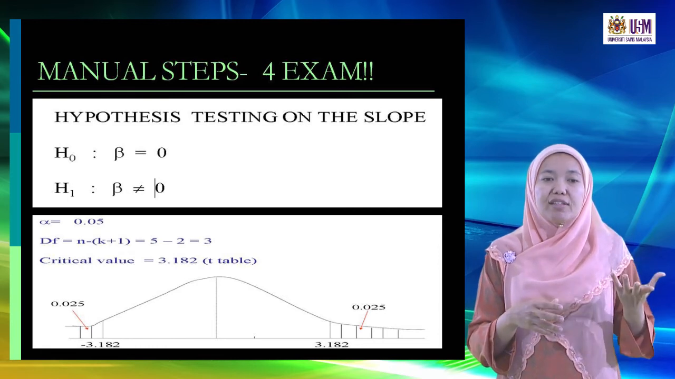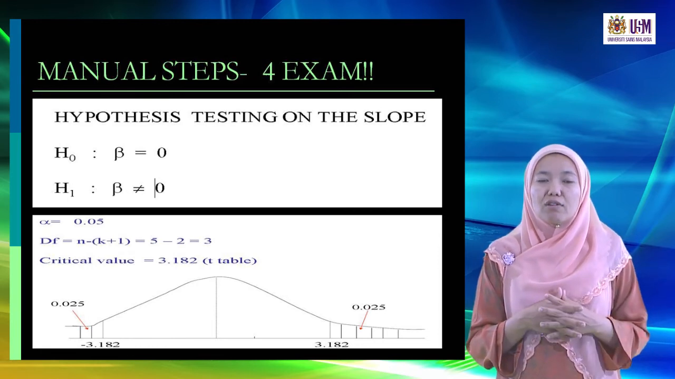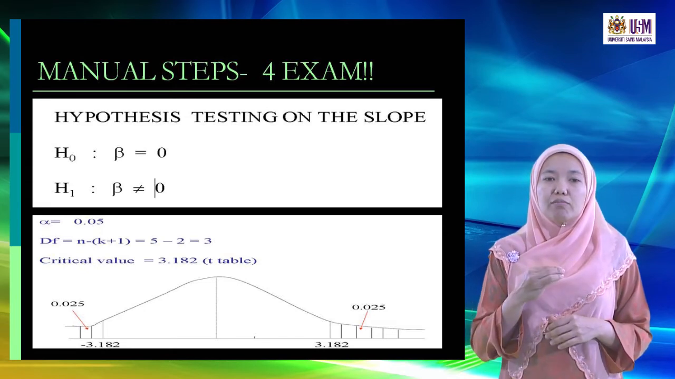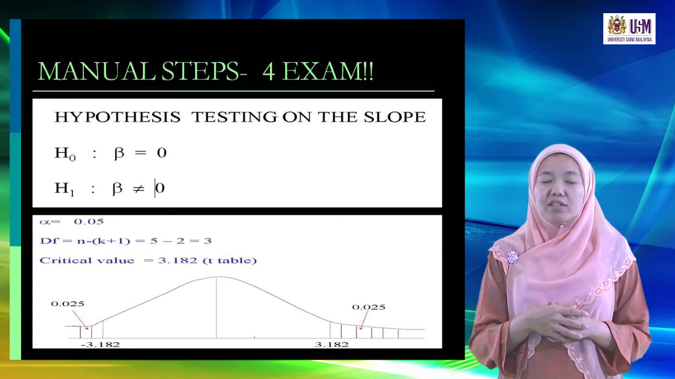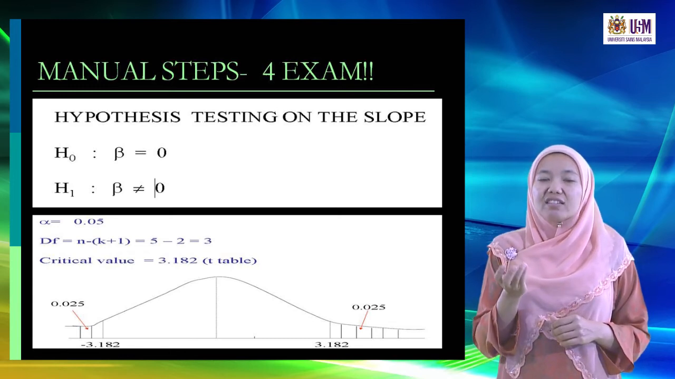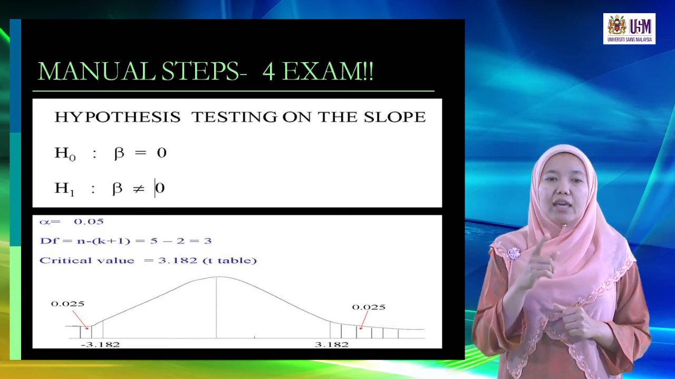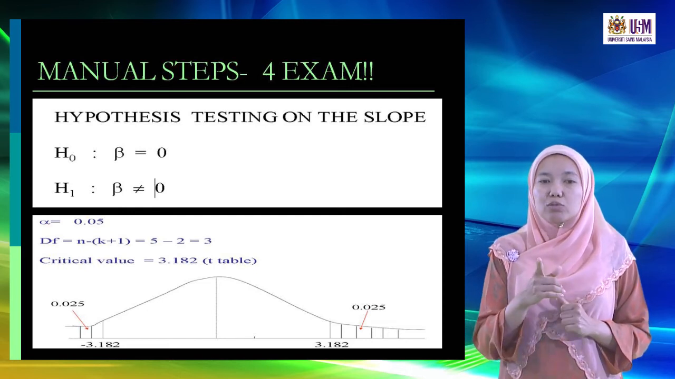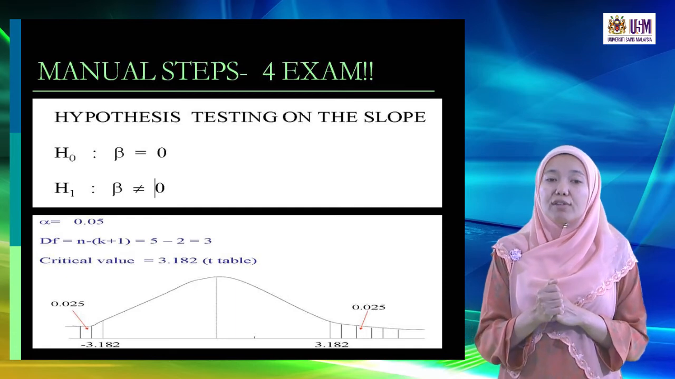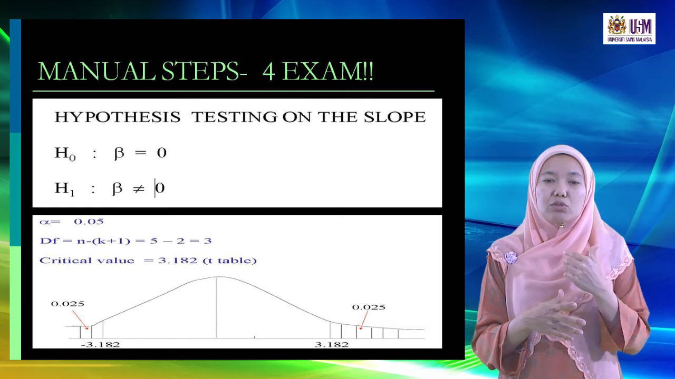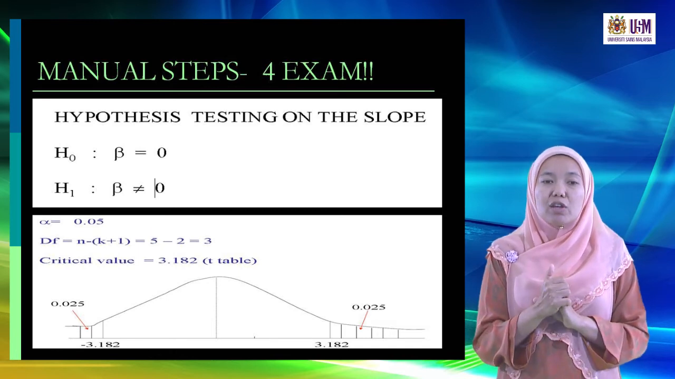If you are given an alpha level of significance of 0.05, the degrees of freedom is n minus (k plus 1), where k is the number of your x variables. There's only one x, so k equals 1, plus 1, so n minus 2. If you have 5 observation points, 5 minus 2, you get 3 degrees of freedom, or nu.